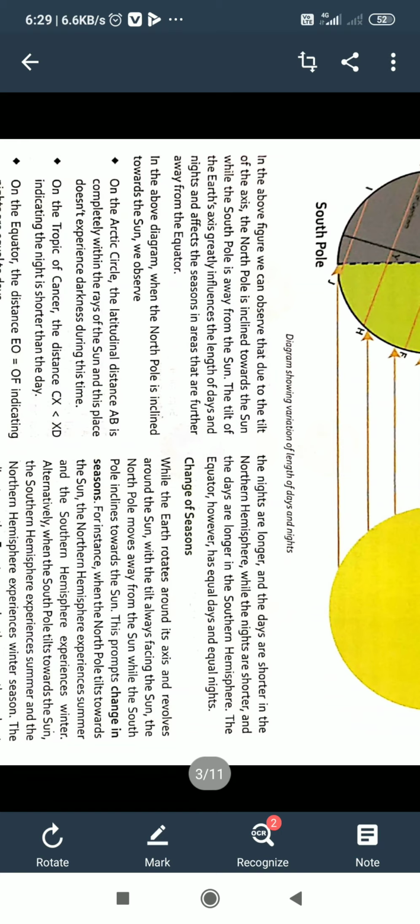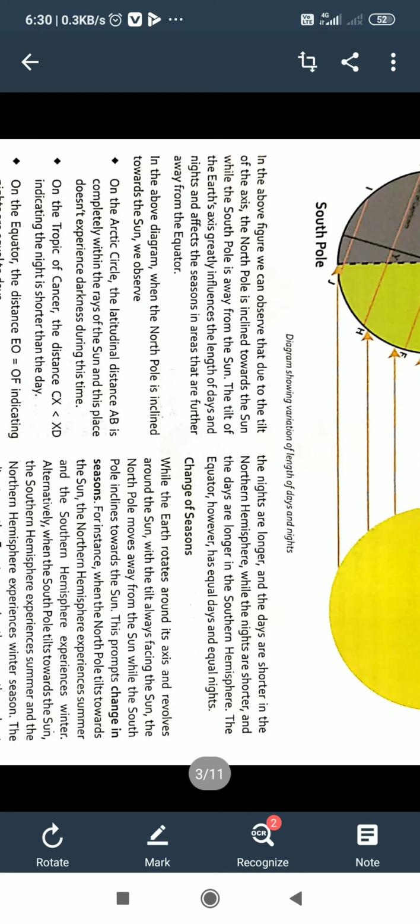Now I'm going to teach about change of season. While the earth rotates around its axis, it revolves around the sun with its tilted axis facing away. The north pole moves away from the sun while the south pole inclines toward the sun. This prompts a change in season.